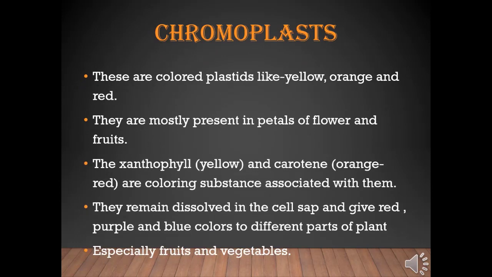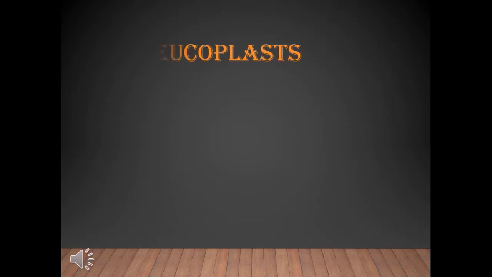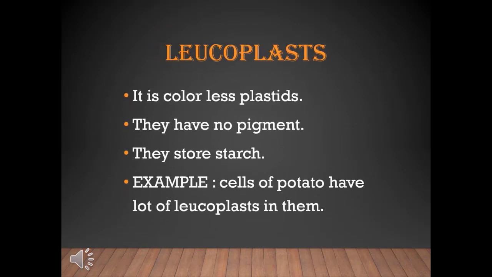Chromoplast. These are colored plastids like yellow, orange, and red. They are mostly present in petals of flowers and fruits. The xanthophyll and carotene are coloring substances associated with them. They remain dissolved in the cell sap and give red, purple, and blue colors to different parts of the plant, especially fruits and vegetables.